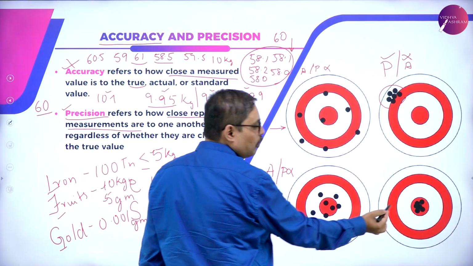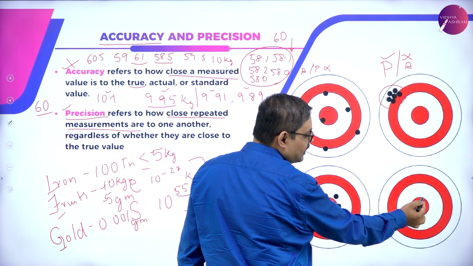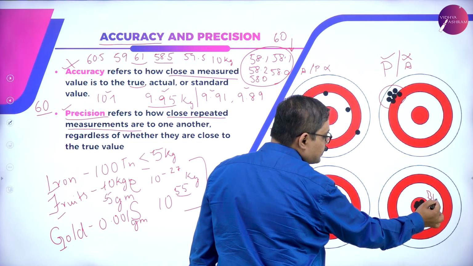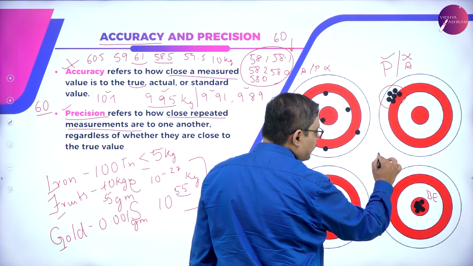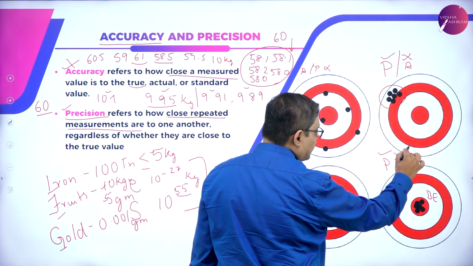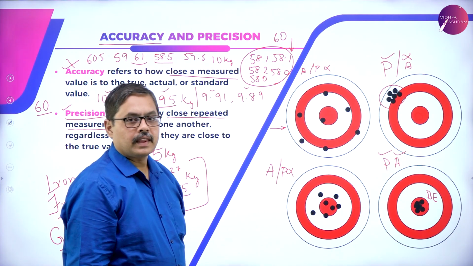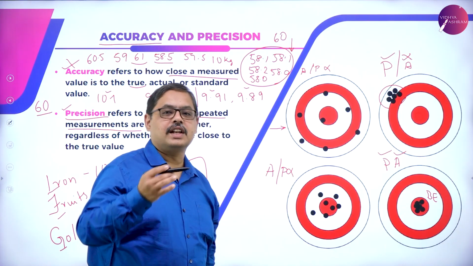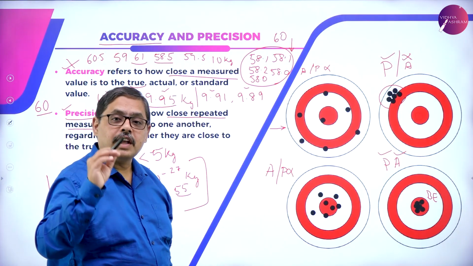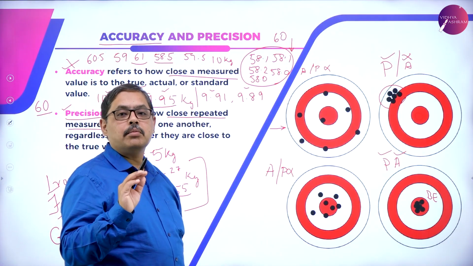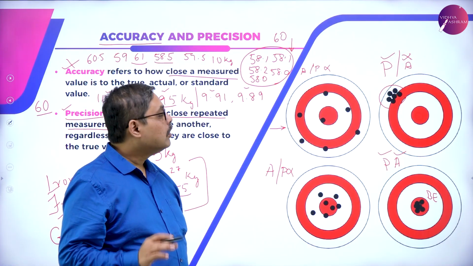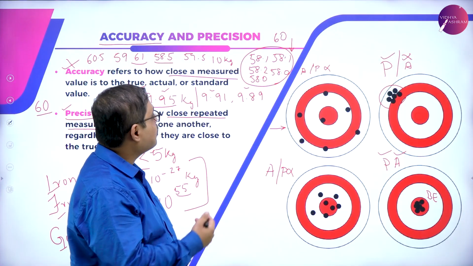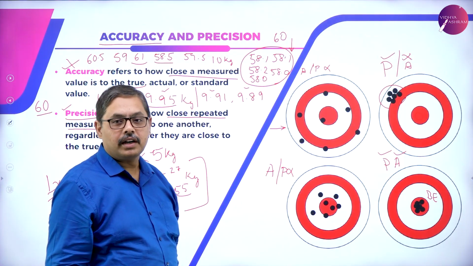We'll go to player 4. All the 7 arrows are inside this small ring which is called the bullseye. This is both precise as well as accurate. Okay, so this is how we try to understand the concept of precision and accuracy, which is very, very important in measuring anything. Whenever we try to understand the science of measurement, accuracy and precision is a very, very important concept.